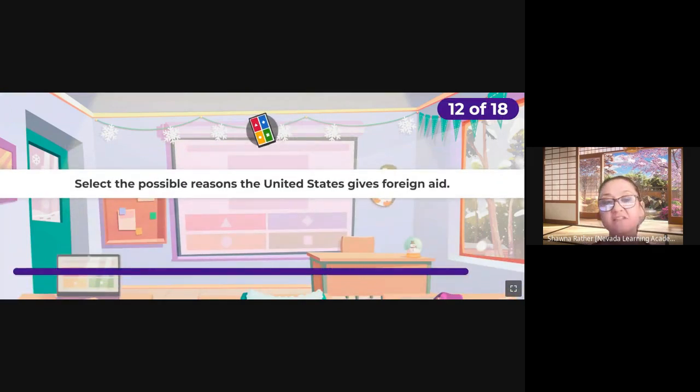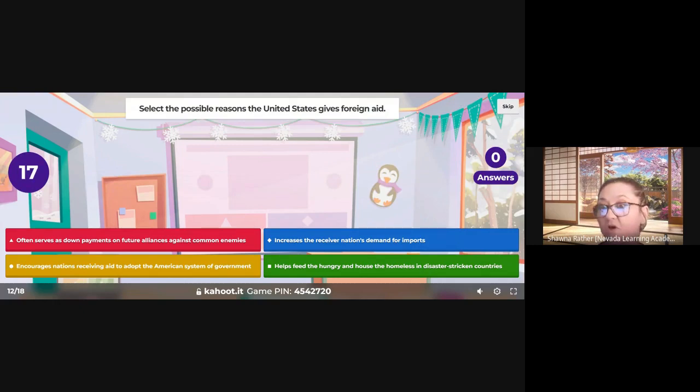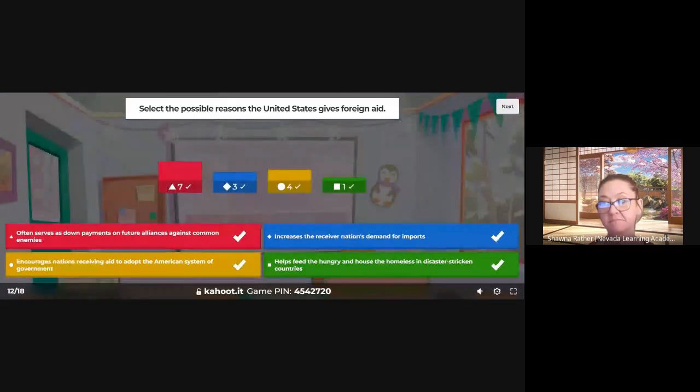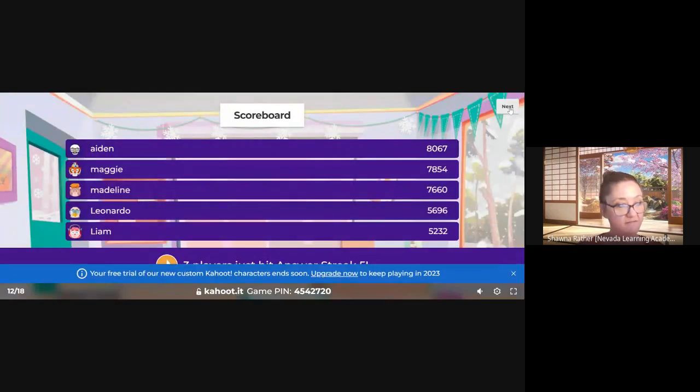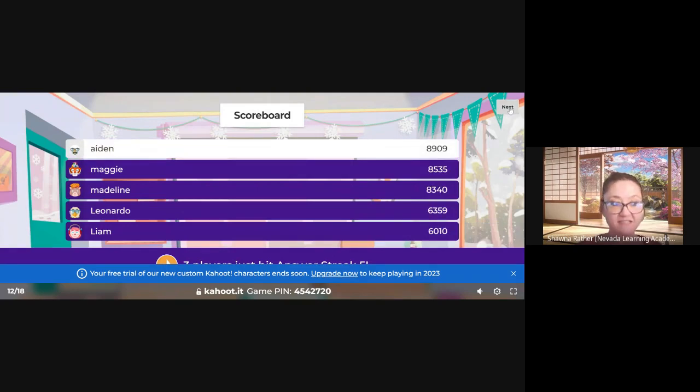Select the possible reasons the U.S. gives foreign aid. There's multiple answers. All of the above. This is a hint, hint, wink, wink, nudge, nudge. All the reasons why we would give other countries money. Aiden's still in the top.